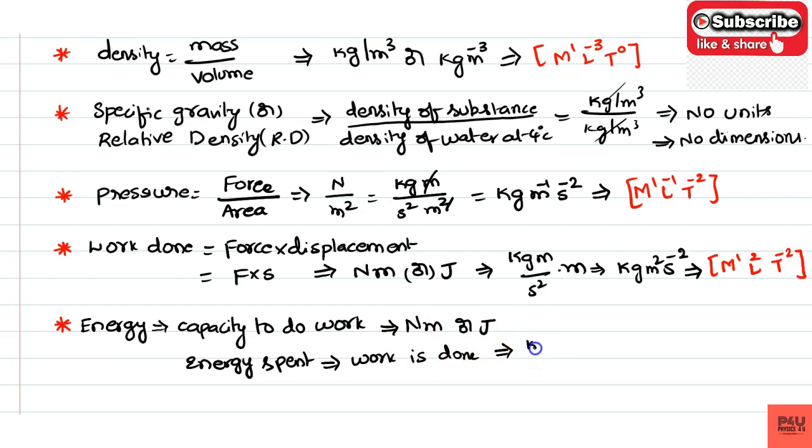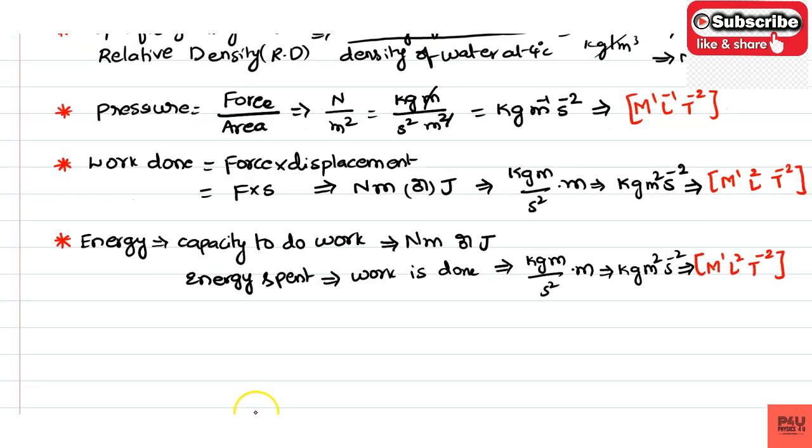So what is this? Kg meter per second square into meter, Newton meter. This is Newton, this is meter. So finally kg meter square second power minus 2. The dimensional formula is also similar to work done: M power 1 L square T power minus 2.